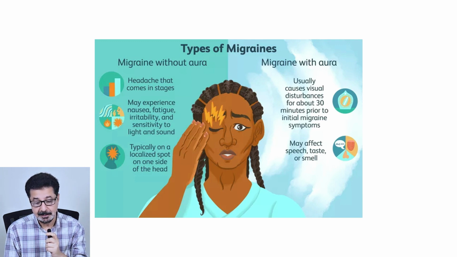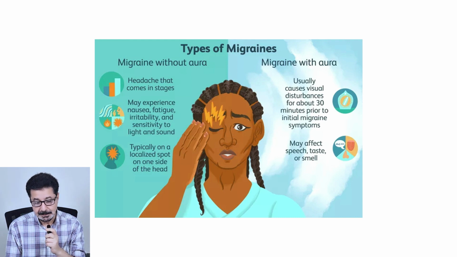In these patients, you have some visual disturbances. You see jagged lights in front of the eyes, some smell problems. This happens usually 30 minutes, more or less, before the real headache starts. Then the headache comes. But there is another type which is called migraine without aura. In this type, nothing like jagged lights or smell or taste disturbances occurs. The headache just comes suddenly and then keeps increasing until it reaches the full migraine headache.